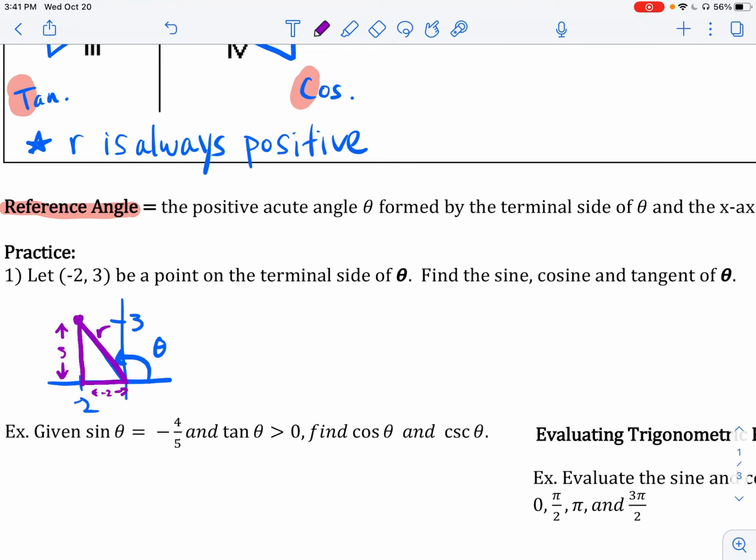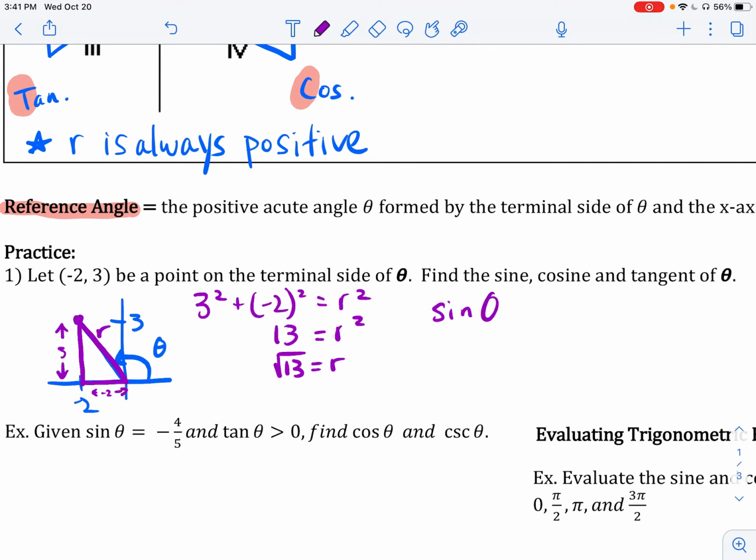So let's calculate that. We'd say 3 squared plus (-2) squared is equal to r squared. So r squared has to be equal to 13, and r we can then say is root 13. Now that we know what our hypotenuse is, we can then evaluate the trigonometric functions.